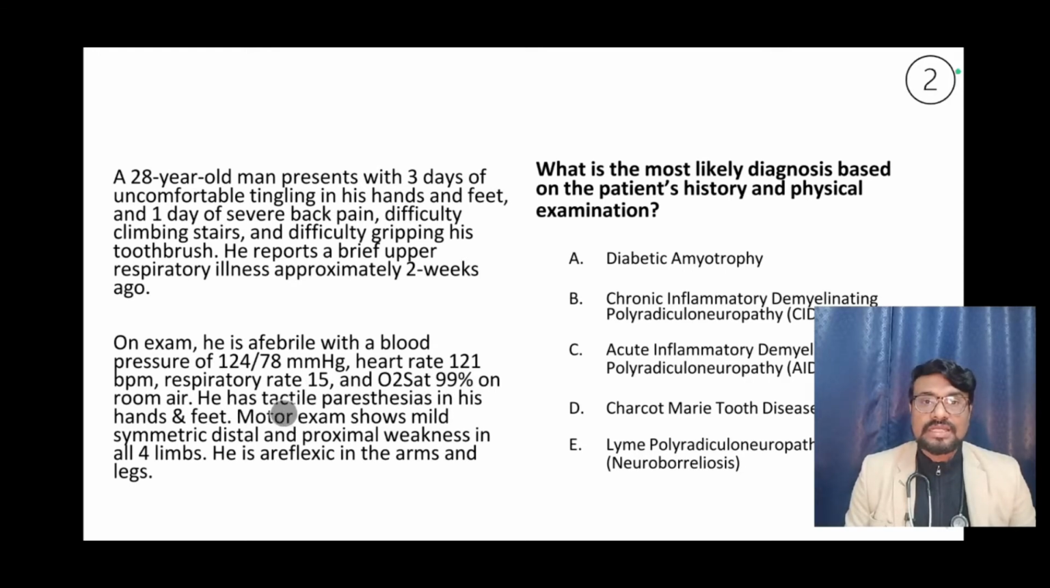He has tactile paresthesia in his hands and feet. Motor examination shows mild symmetrical distal and proximal weakness in all 4 limbs. He is areflexic in arms and legs. So, with these presentations, what is your diagnosis with the physical findings and examinations? So, it is a case of acute inflammatory demyelinating polyneuropathy.